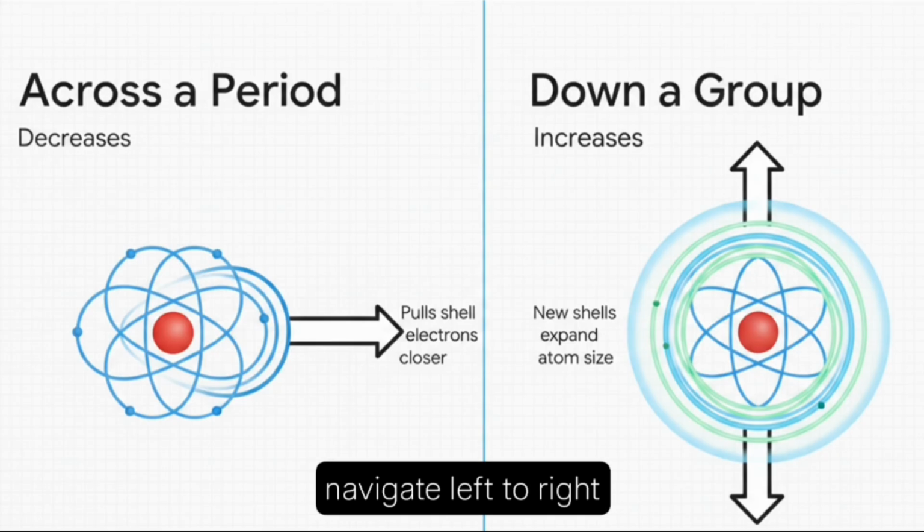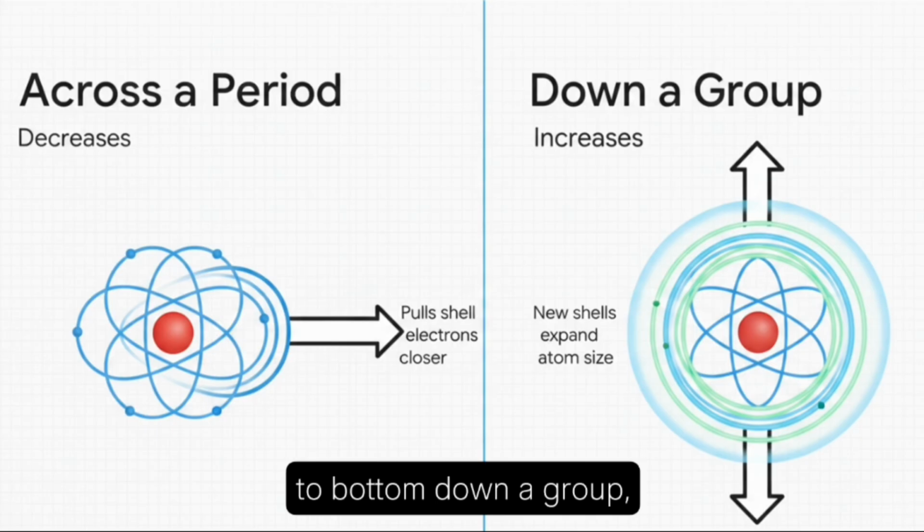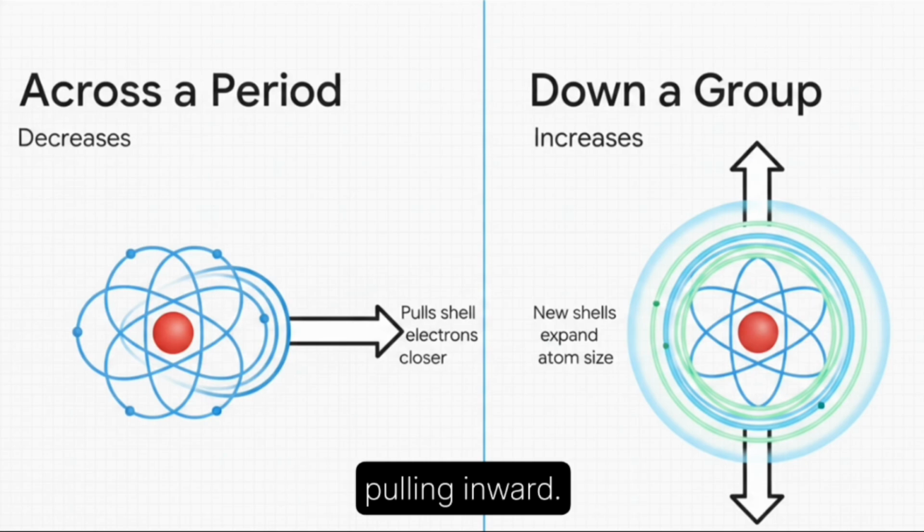Interestingly, as you navigate left to right across a period, the atomic radius actually shrinks, it decreases. Why? Well, because an increasing nuclear charge, meaning more protons, pulls the electron cloud tighter and closer to the center. But if you travel top to bottom down a group, the radius increases, and that's because you are physically adding entirely new electron shells, which expands the atom's overall size, even with that heavier nucleus pulling inward.